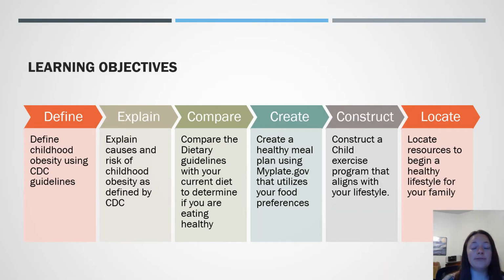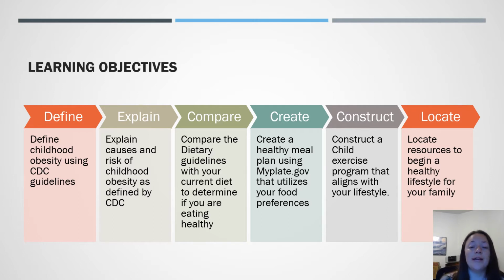These are our learning objectives. After this video, the learner, or the person who's watching the video, should be able to define childhood obesity using the CDC guidelines. You should be able to explain causes and risks of childhood obesity as defined by the CDC. You should be able to compare the dietary guidelines with your current diet to determine if you are eating healthy.